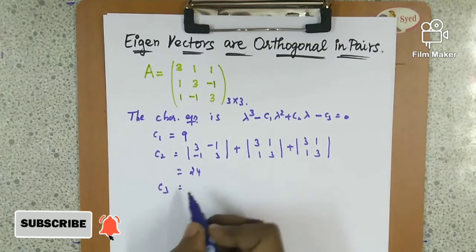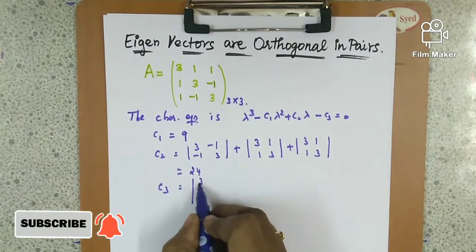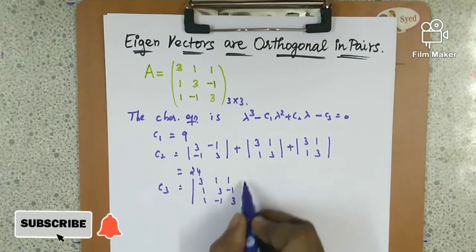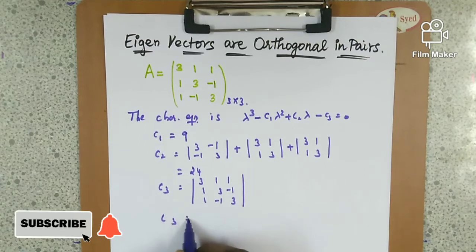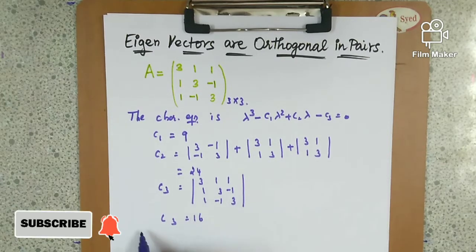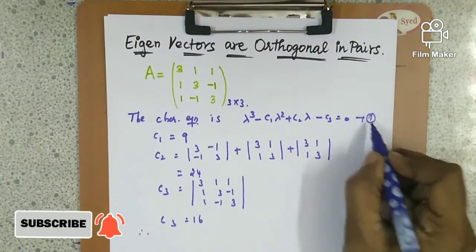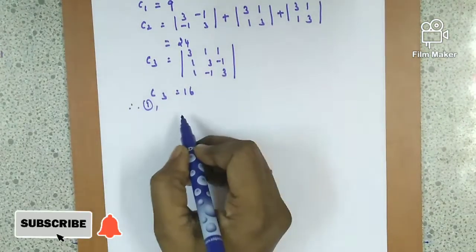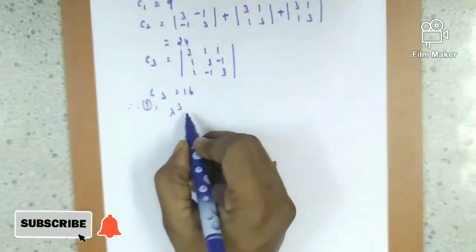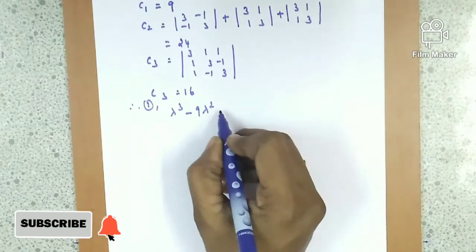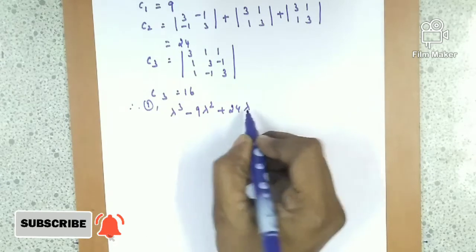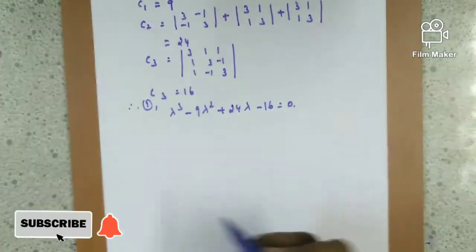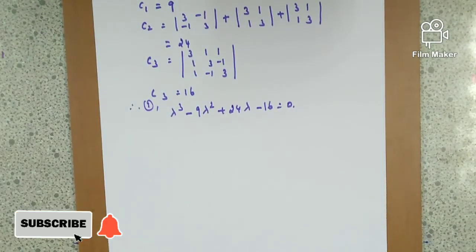Then C3 is equal to the determinant of the matrix [3, 1, 1; 1, 3, -1; 1, -1, 3]. The C3 answer is 16. Therefore, the characteristic equation is lambda cubed minus 9 lambda squared plus 24 lambda minus 16 equal to 0. Now we have to solve this equation to get the eigenvalues.